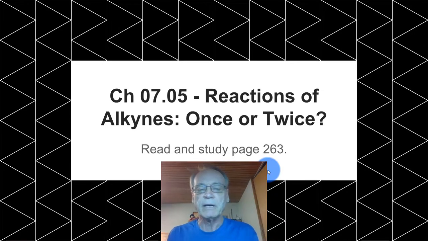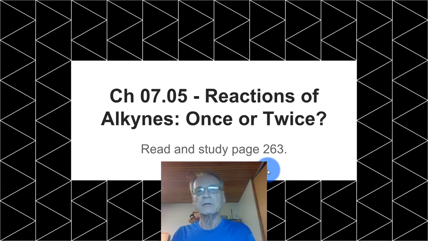Now that we've learned something about properties of alkynes and bonding in alkynes and how you make alkynes, we're ready to start talking about reactions of alkynes. In other words, what can you take an alkyne and turn it into? But before we do that, we need to think about the fact that because alkynes have a triple bond, you can add across it not once, but twice.